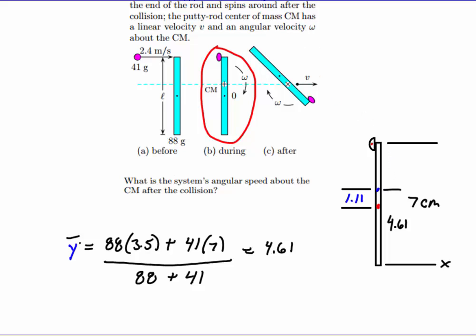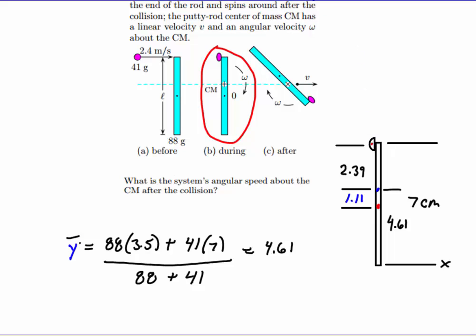Now what is this distance here going to be? Because this is critical. Someone give me that. It's going to be 3.5 minus 1.11, so 2.39 centimeters. Is that the distance that you need? Yes, that's the distance we're going to use. If we just set where the putty is as a reference point, you could have done that, with a simpler problem. Very good point.